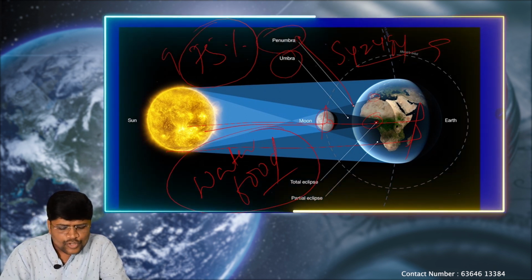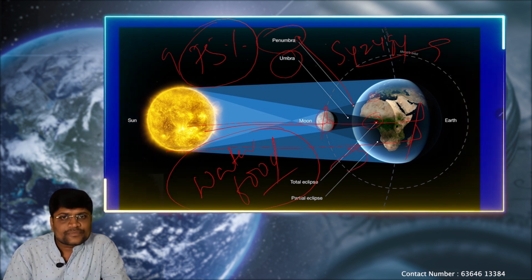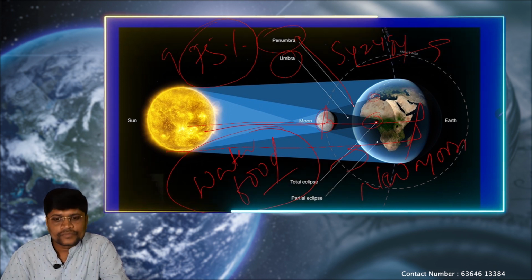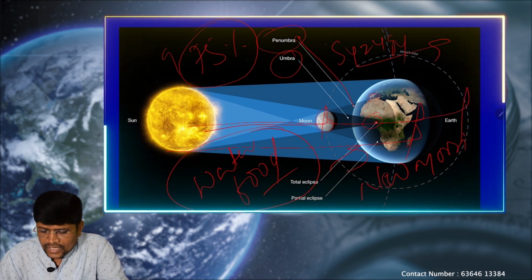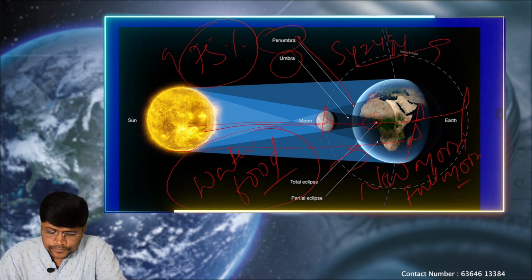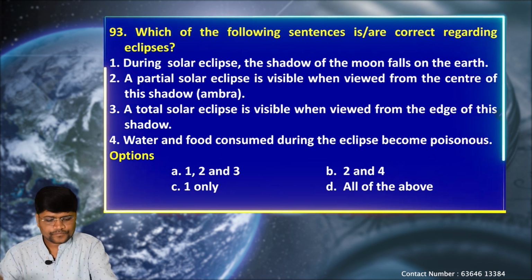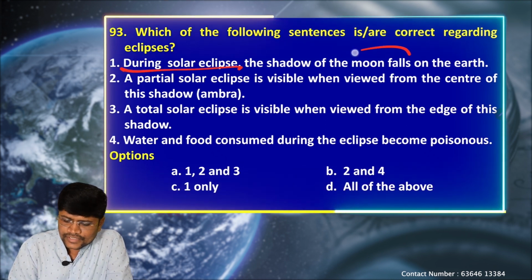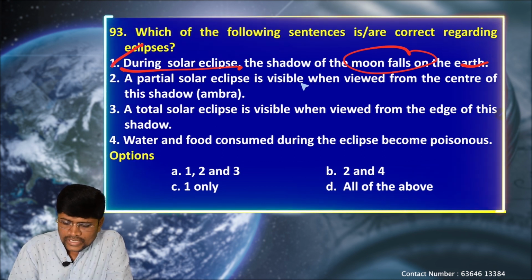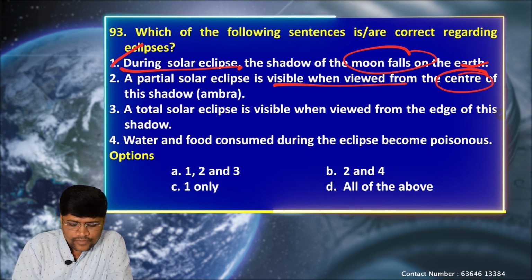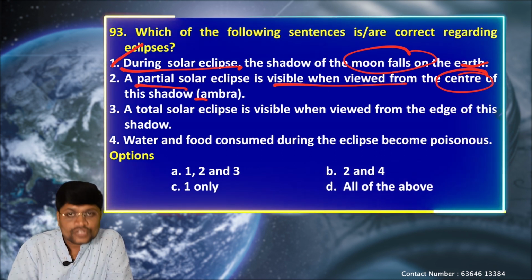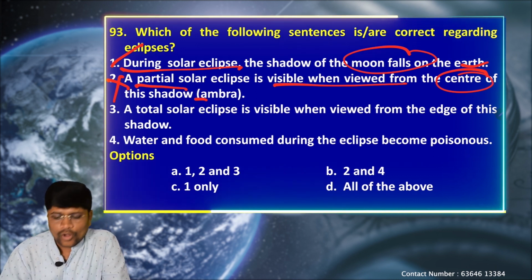Again, we know that the solar eclipse occurs only on the new moon day. But the lunar eclipse necessarily occurs on the full moon day. Let's see the explanation. During a solar eclipse, the shadow of the moon falls on the earth. This statement is correct. Next, a partial solar eclipse is visible when viewed from the center of the shadow. No, from the center of the shadow, we will see the complete total solar eclipse. That's why this statement becomes wrong.